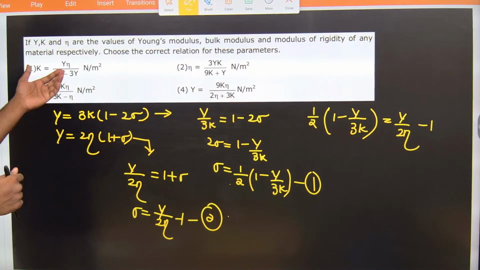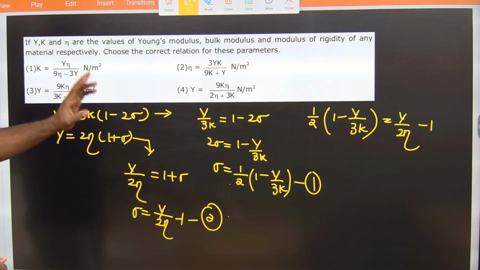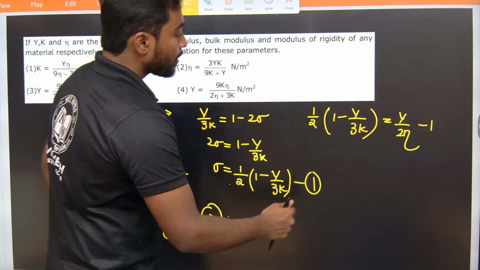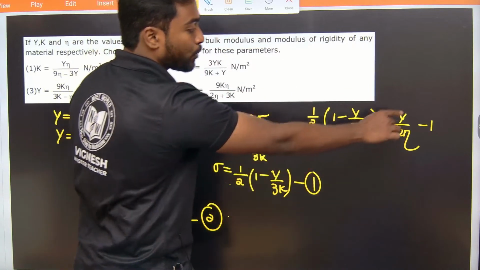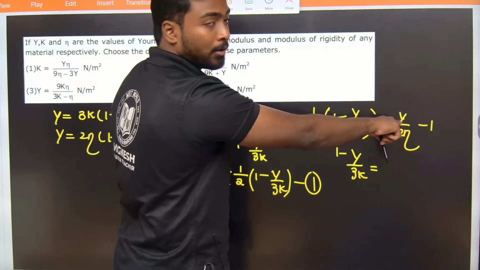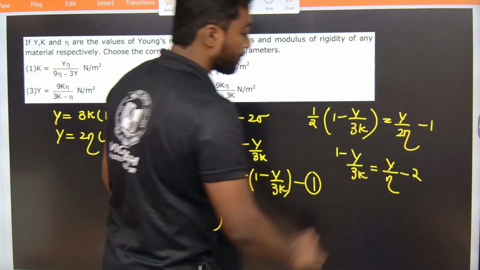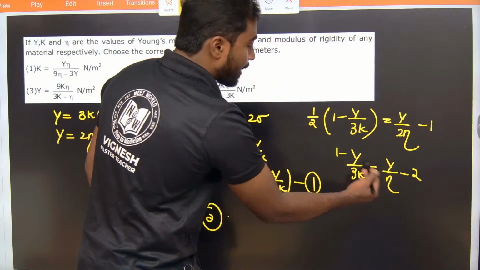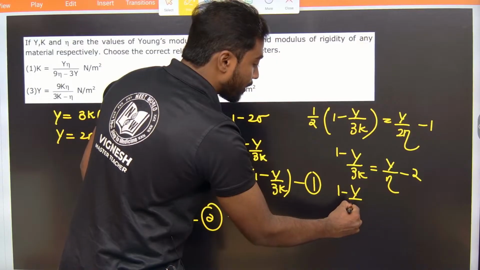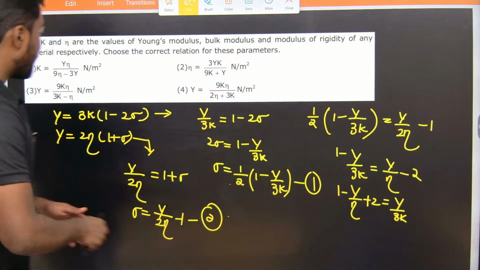Now cross verify every answer. I will take the first one now. What they have given is K on one side and the remaining terms on the other side. So from this I will keep K on one side and the remaining terms on the other side. I can take this 1 by 2 to the other side: 1 minus Y by 3K is equal to 2 into Y by 2 eta, which becomes Y by eta, the 2 gets cancelled, so minus 2. Okay. Now take the Y by 3K on one side and the remaining terms on the other side: 1 minus Y by eta plus 2 is equal to Y by 3K, that's it. I will erase this one.